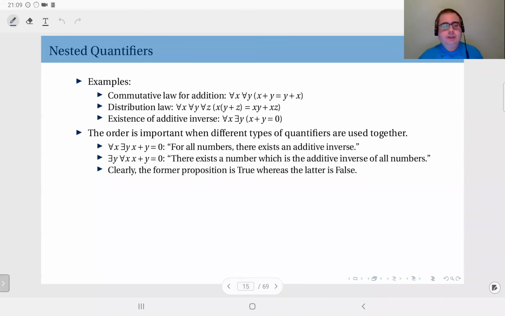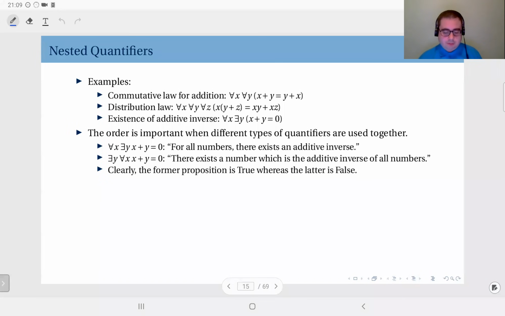Next, we'll look at nested quantifiers, where in a statement you encounter more than one quantifier. They might be the same type, like both for all quantifiers or both there exists quantifiers, or they might have different types. Let's see a couple of examples which will make it more clear.